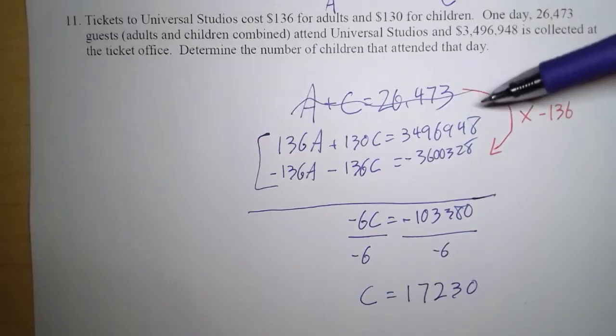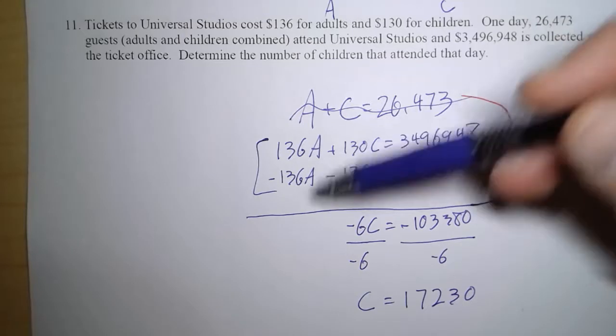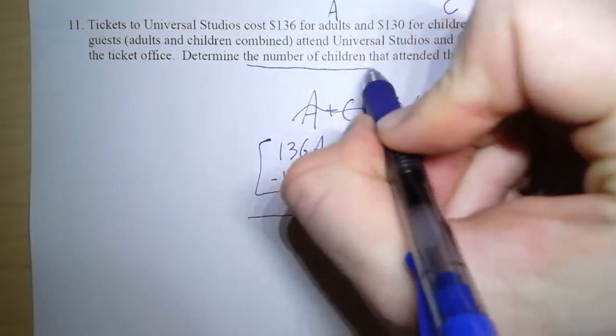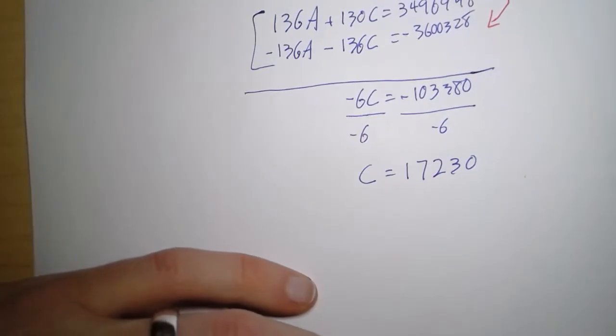And this is why we multiply the equation by negative 136, because we wanted the adults to cancel out, because we wanted the number of children. So that's the number of children, that's our answer, and we're done.